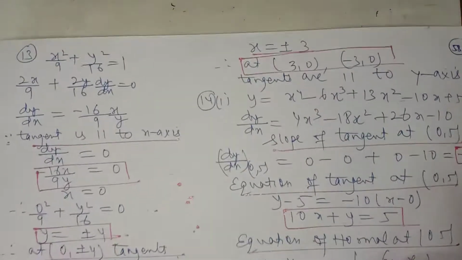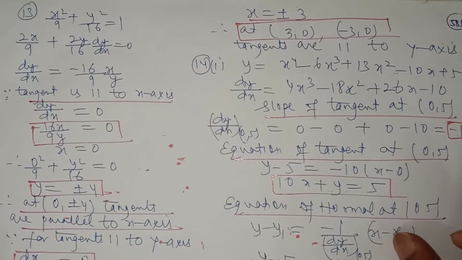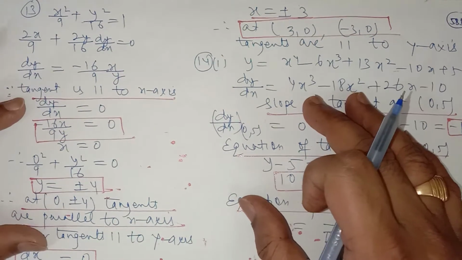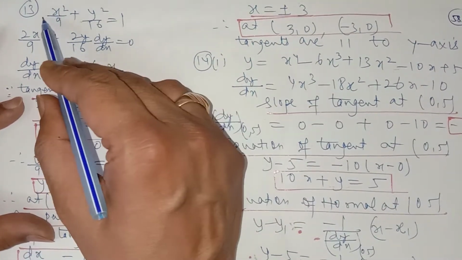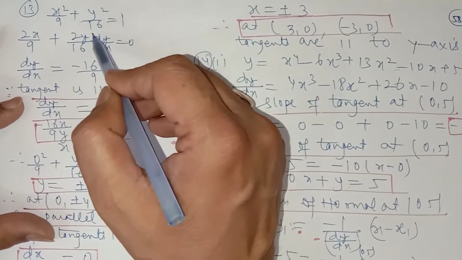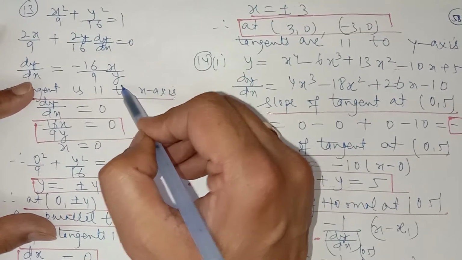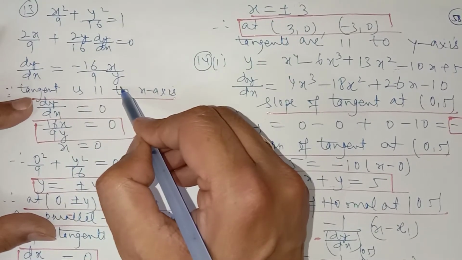Now in question number 13 it is given as the curve x square upon 9 plus y square upon 16 equal to 1, which, if you know it, is the equation of an ellipse. You have to find the tangent to the curve which is parallel to the x-axis, and in the second part you have to find the equation of the tangent which is parallel to the y-axis. So read the question carefully. First of all differentiate it. It will be 2x upon 9 plus 2y dy/dx upon 16 equal to 0. So dy/dx will be minus 16 upon 9 times x upon y.